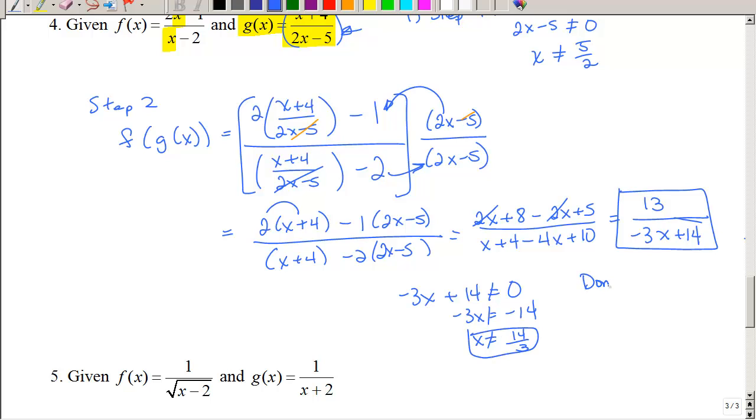So what's the domain of f of g of x? It's x cannot be what we started out with in addition to 14/3. All real numbers but those two values. So the algebra is a little yucky, but it's not that bad.